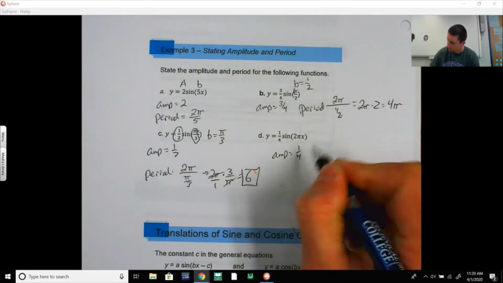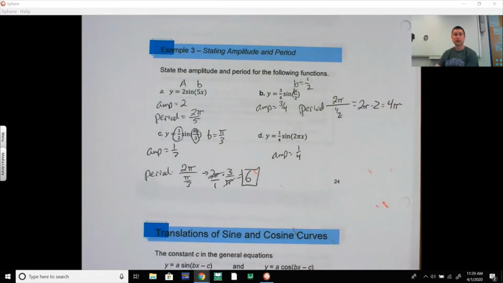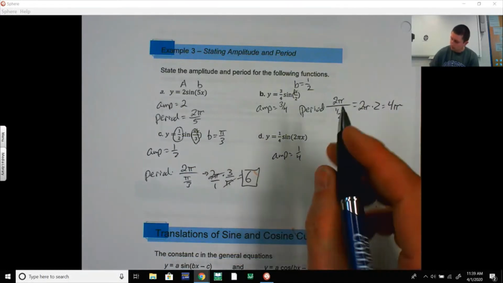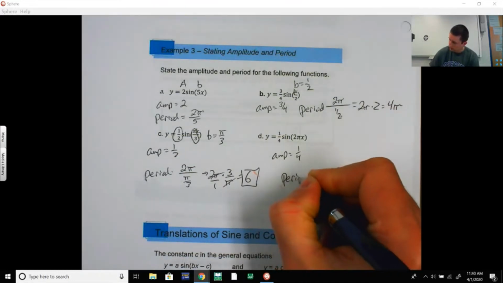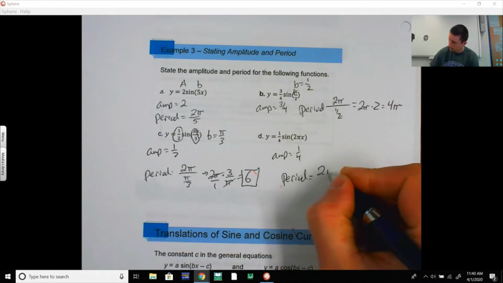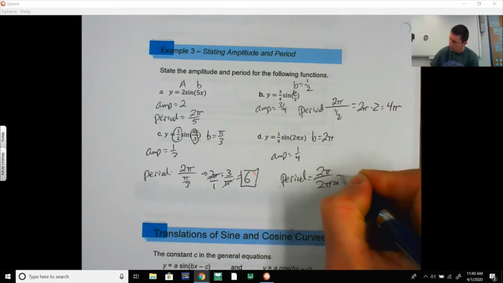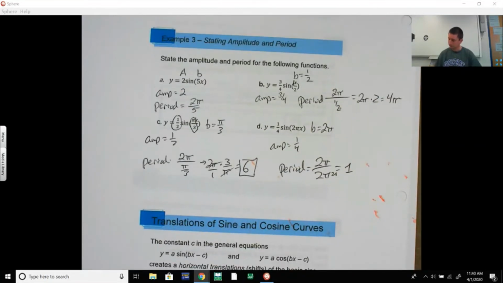Amplitude is 1/4. Make sure you're writing this stuff down as you go through it, either on your own notes or these printed off. Do not just watch me and say, yep, got it, especially this period. The more you write down, the better you will figure things out. So here your B is 2 pi, so 2 pi over 2 pi equals 1. It's a period of 1 there.